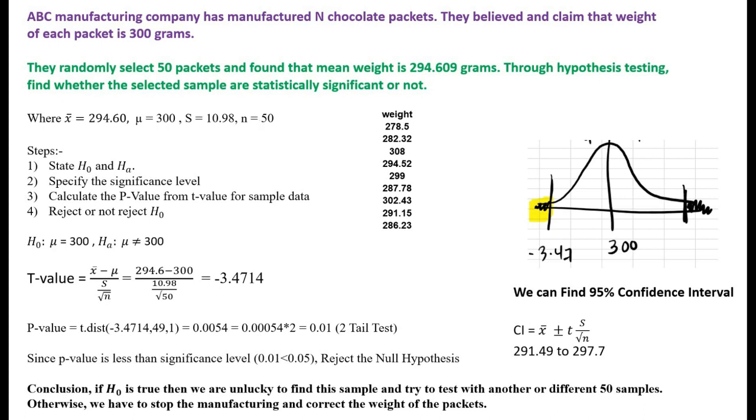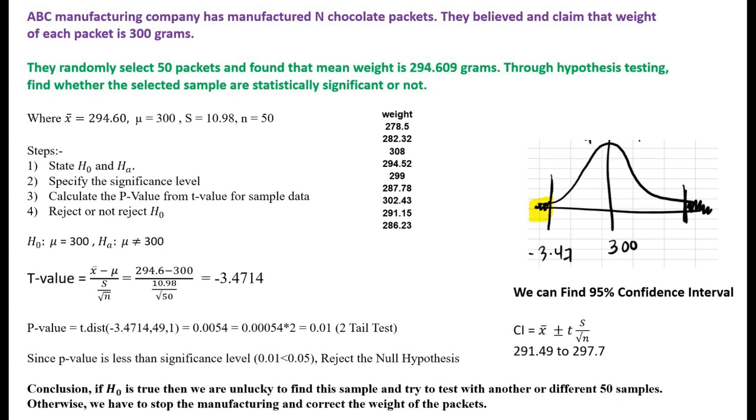So the steps we are planning to take to check statistical significance are these four steps. First, we will define and state our null hypothesis and alternate hypothesis. Then we will specify the significance level. Third, we will calculate the p-value from the t-value for the sample data. And finally, based on the p-value, we will compare it with the significance level to decide whether to reject or not reject our null hypothesis.